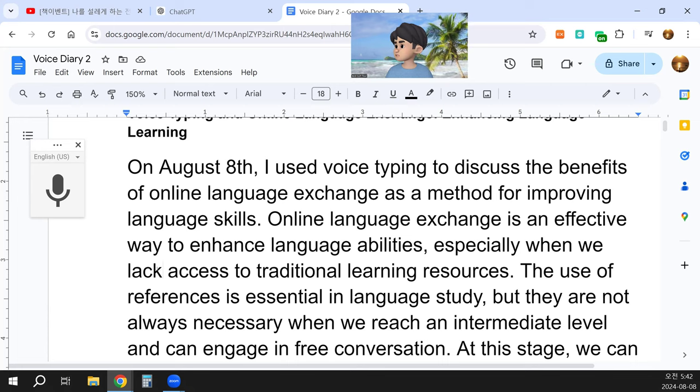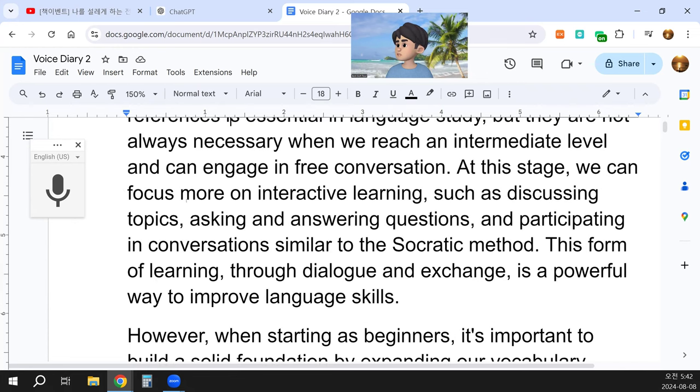to traditional learning resources. The use of references is essential in language study, but they are not always necessary when we reach an intermediate level and can engage in free conversation. At this stage, we can focus more on interactive learning, such as discussing topics, asking and answering questions, and participating in conversations similar to the Socratic method. This form of learning through dialogue and exchange is a powerful way to improve language skills.